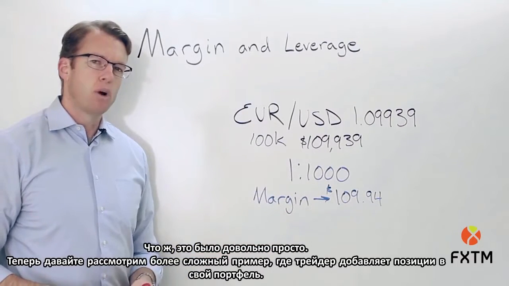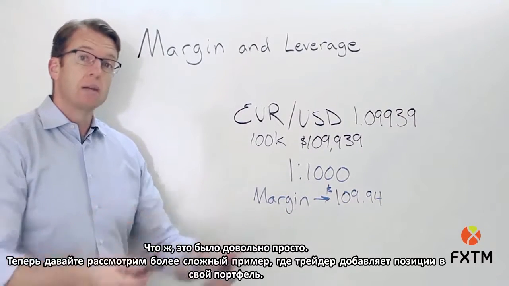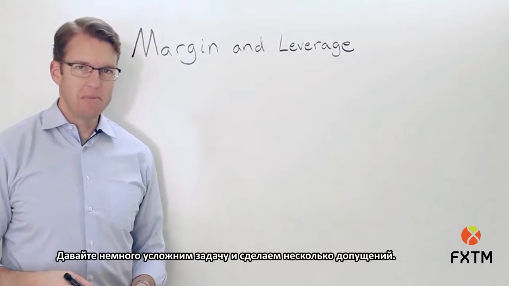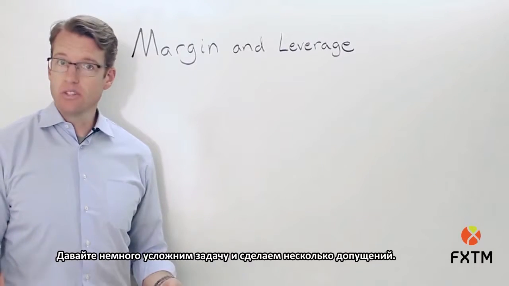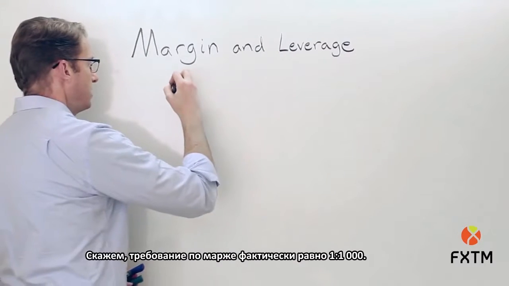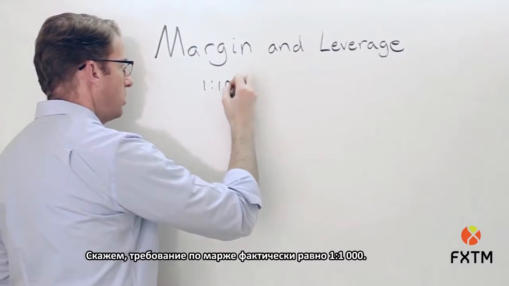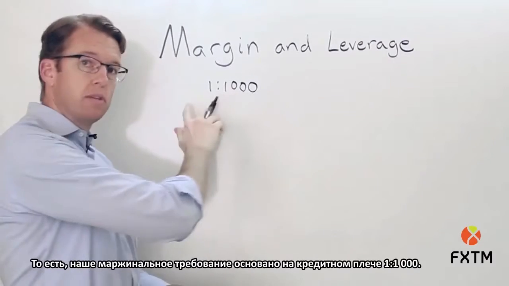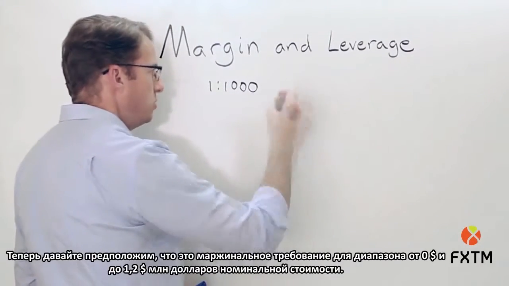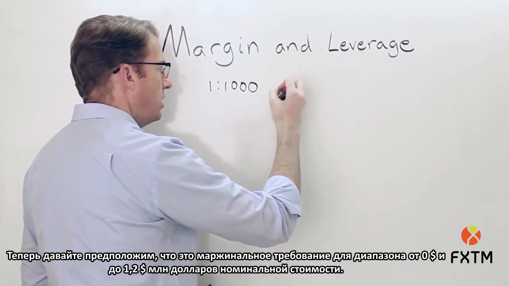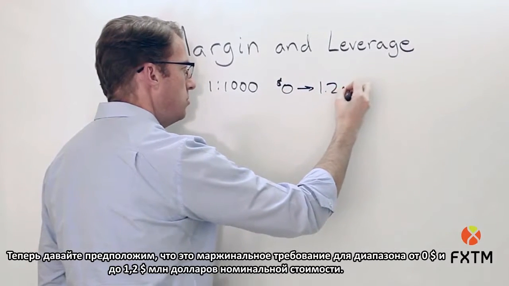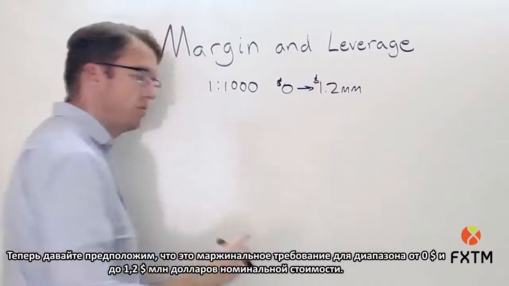Let's make this a little bit more advanced as a trader is actually adding positions to their portfolio. Now let's make this a little bit more complicated, and I'm going to make some assumptions as we do this. Let's say that the margin requirement is in fact based on a leverage ratio of 1 to 1,000. Now let's assume that that's the margin requirement for anything from $0 up to $1.2 million in notional value.